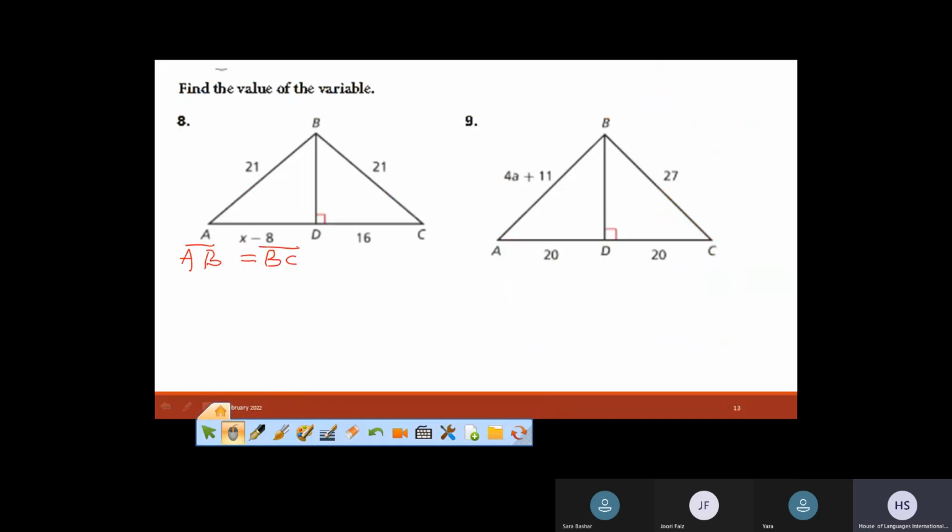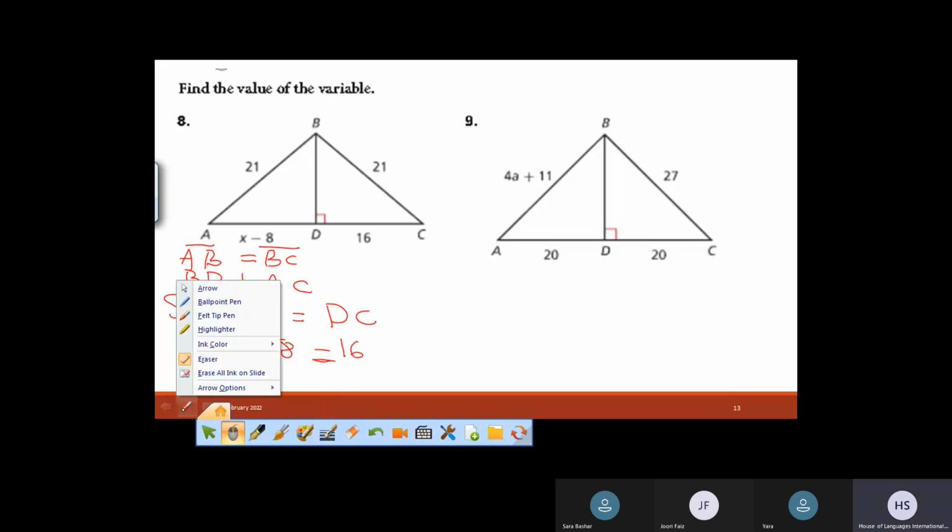You must understand the algebra word problem. So now, if AB is equal to BC and BD is perpendicular to AC, that means AD is equal to DC. So AD is what? X minus A. DC is 60. How can we solve it now?